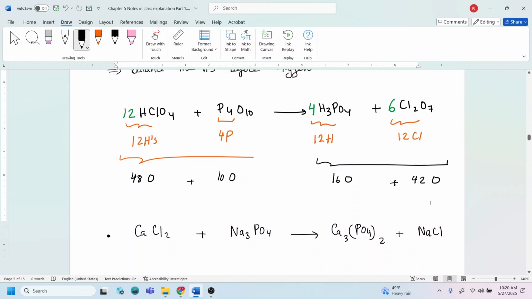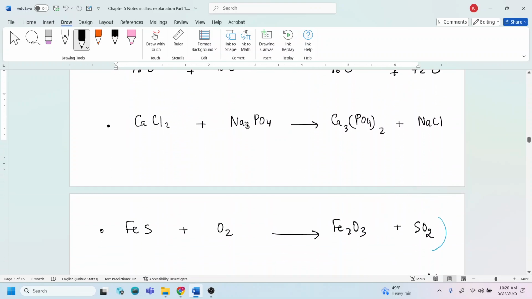More examples, calcium chloride and sodium phosphate. See, the phosphate remained phosphate, so let's balance it as a phosphate group in there. Look at the phosphate here. You look at the phosphate there, you guys, and say, okay, this is two molecules of phosphate. So this is going to be 2.